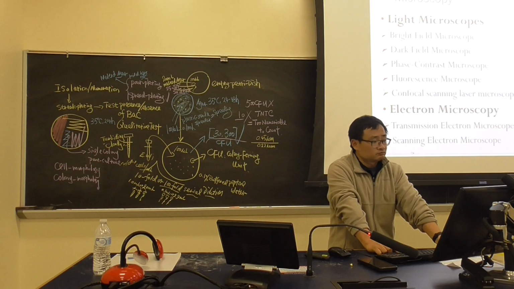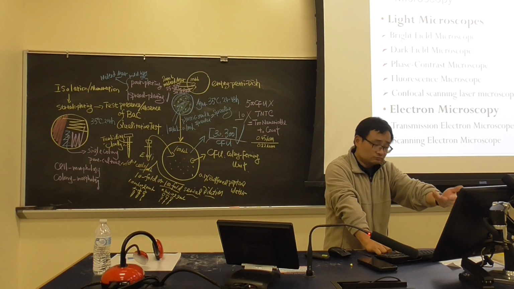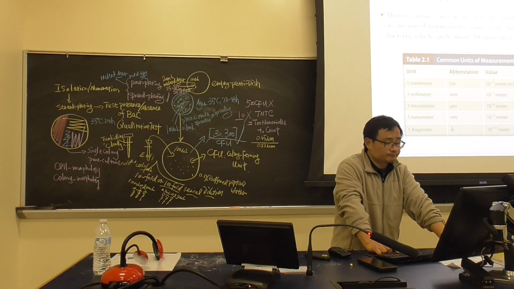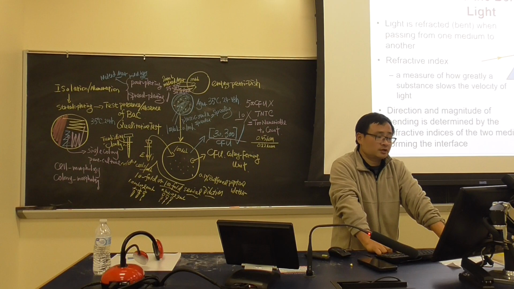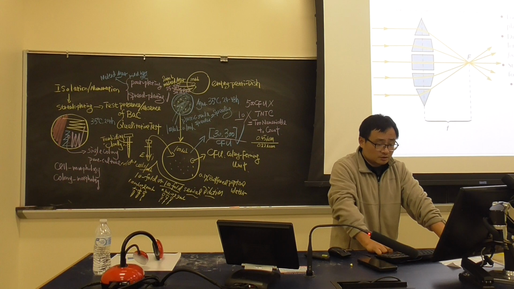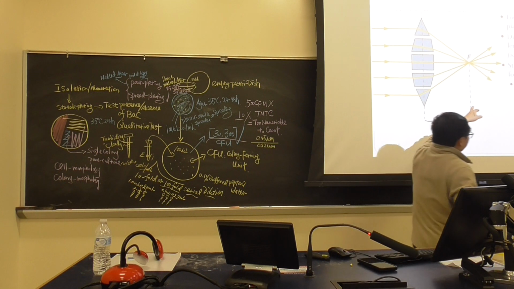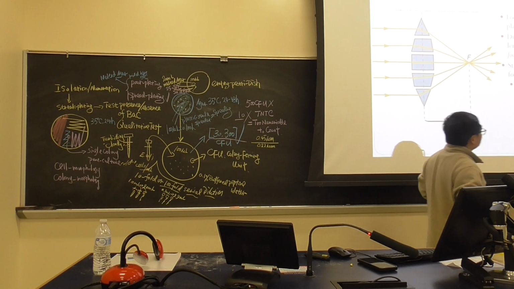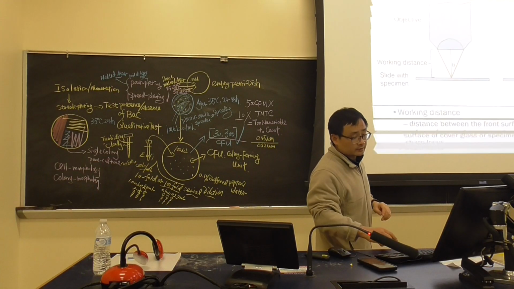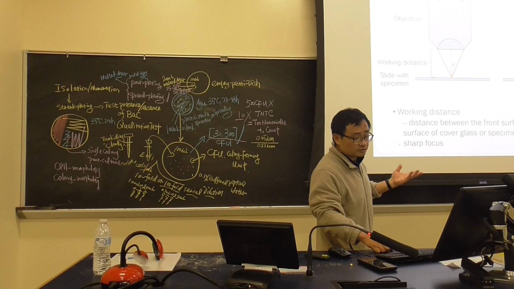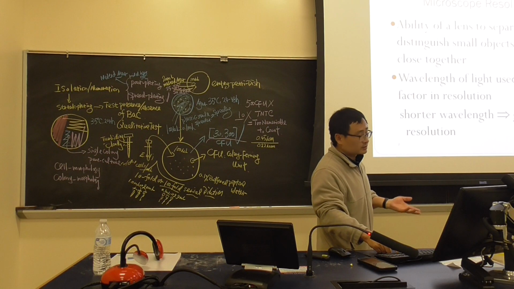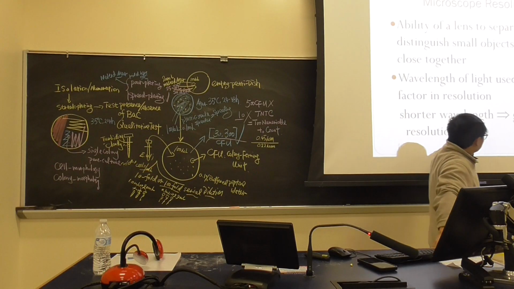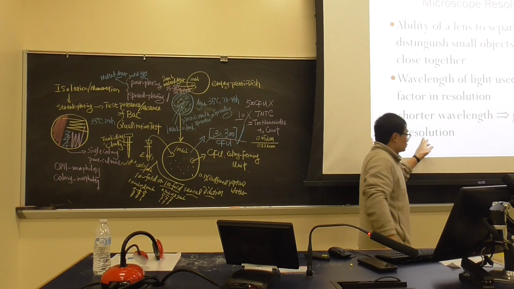Okay. Light microscope. Examples, electron microscope. This is just math, we won't be testing you too much. This tells you light is refracted. Lens, this is important. Short focal length equals more magnification. This tells you the working distance decreases with increasing magnification of the lens. Shorter wavelengths, greater resolution.